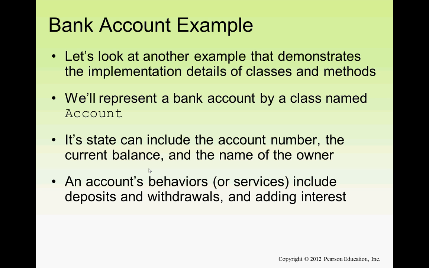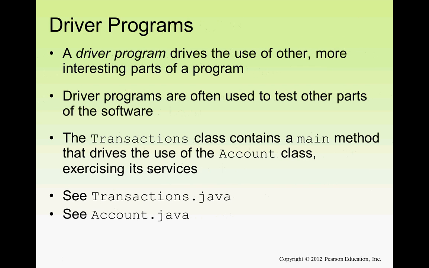All right. On page 177, it shows you a bank account class of transactions. Over on 178, it shows you the class account. Okay. It actually looks for the account number, the current balance, and the name of the owner. Okay. Your behaviors of your accounts. You've got different services that you can have. The ones that they use here are your deposits, your withdrawals, and adding interest. Those are the main three services that a bank account does.